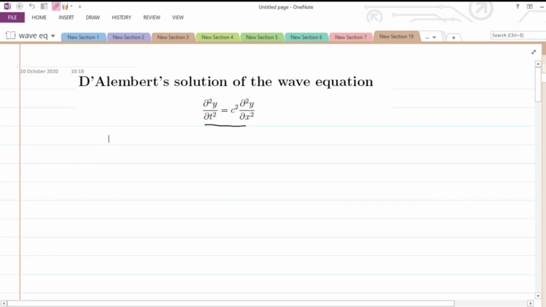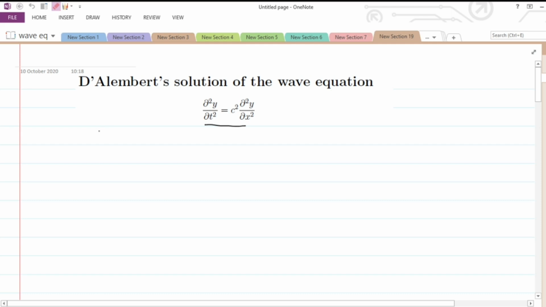Okay, welcome back. We have discussed the wave equation and its different cases for solving it. That is, the initial condition where displacement is given and velocity is 0. In the other case, velocity is given and displacement is 0, and both velocity and displacement are given. We have solved all these cases for the wave equation. Now we will discuss the D'Alembert solution for the wave equation.